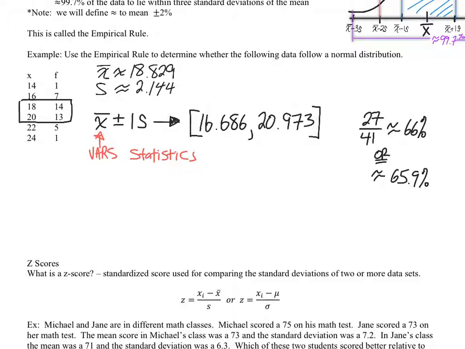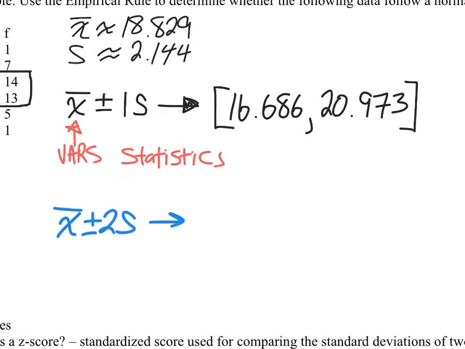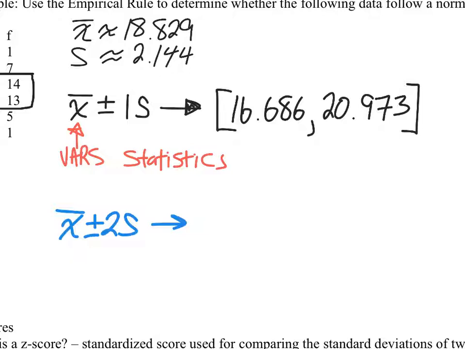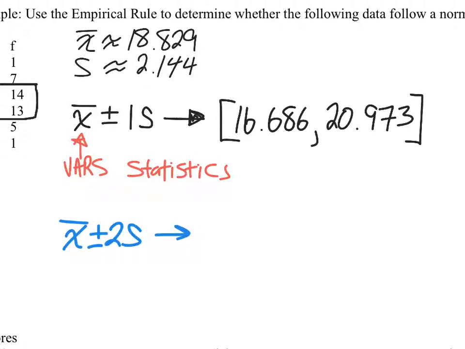So let's do x bar plus or minus 2s. Good news is the hard work's done. Back arrow or up arrow, grab that one, make the 1 into a 2. That's why I put the 1 there to begin with, so I wouldn't have to insert anything. And then make the minus into a plus. So this interval is 14.542 to 23.117.